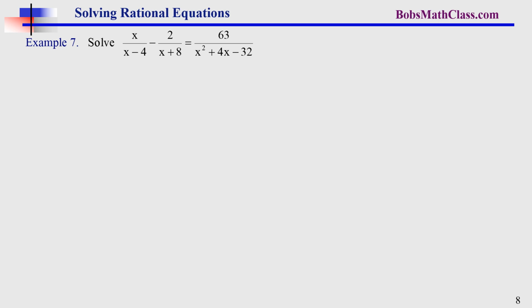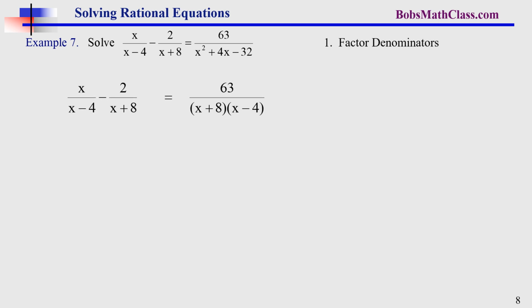All right, last example. Before we could state our restrictions and our LCD, we need to factor the denominator on the right-hand side. And that factors to x plus 8, x minus 4. That's not bad because if you look at the fractions on the left, we have the same denominators, an x minus 4 and an x plus 8. So what are the restrictions? The restrictions would be x equals 4 and x equals negative 8. And our LCD would be x plus 8, x minus 4.